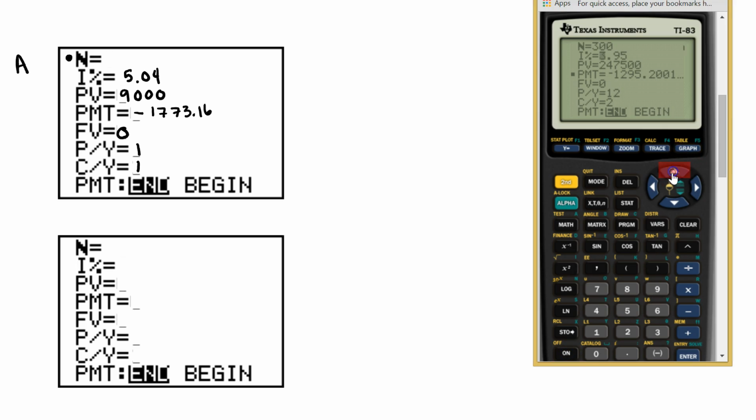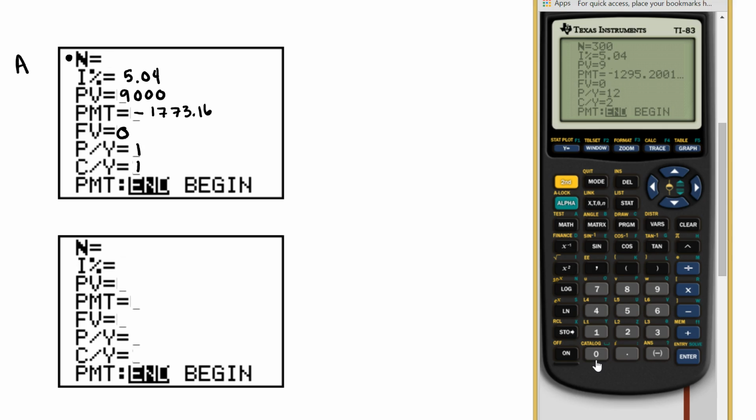I'm going to solve for my n. My percent is 5.04. My present value is $9,000 because $9,000 comes into your bank account, that's what you're borrowing. Future value is still going to be 0 because I want to pay this off. PY and CY are both 1. And oh, I need to put in my payment. That's silly. So negative 1773.16. And I'm going to figure out how long this is going to take.